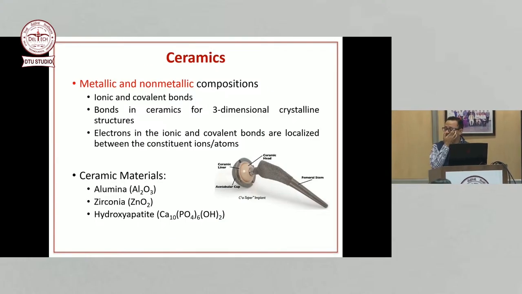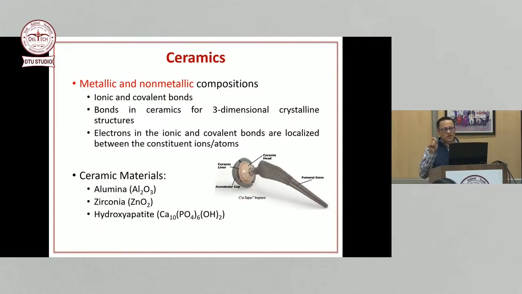We were talking about ceramics also. So metals are one type of biomaterial, ceramics are another type of biomaterial, and of course polymers are the third type. And we also discussed how polymers are most widely used. We will cover polymers later today. So ceramics can be of metallic and non-metallic composition. They have ionic and covalent bonds.